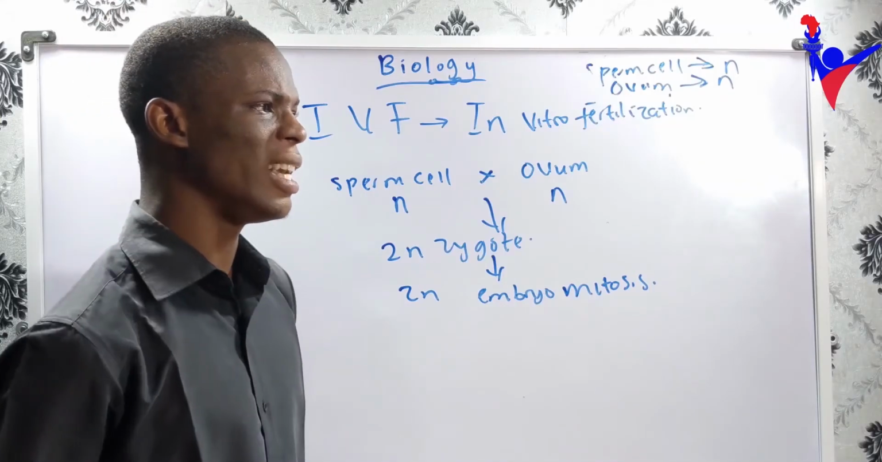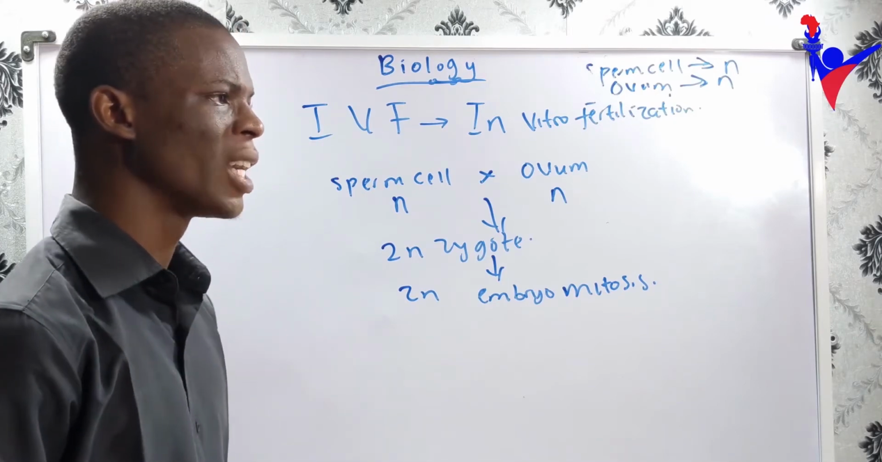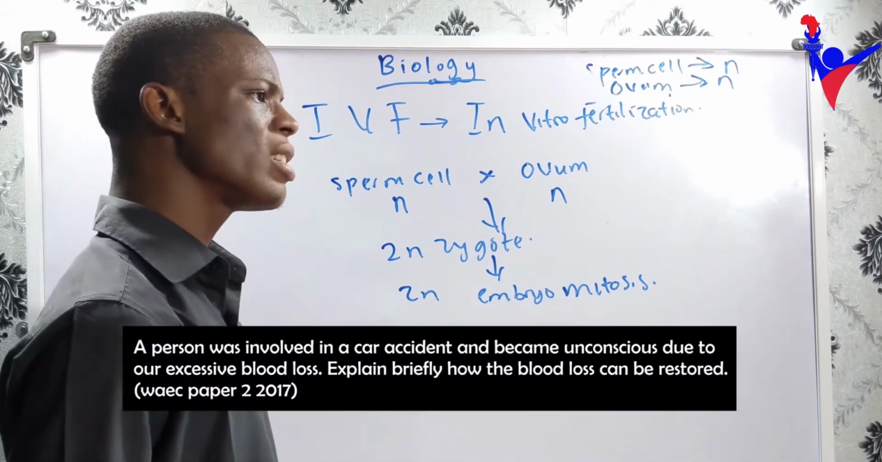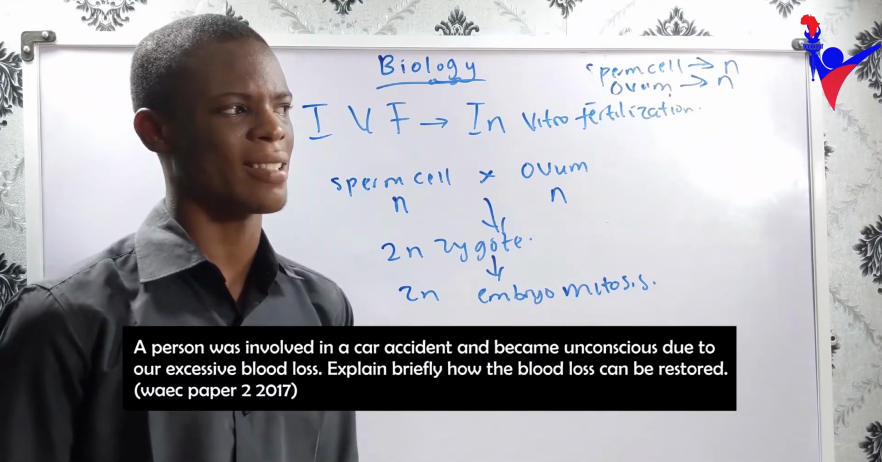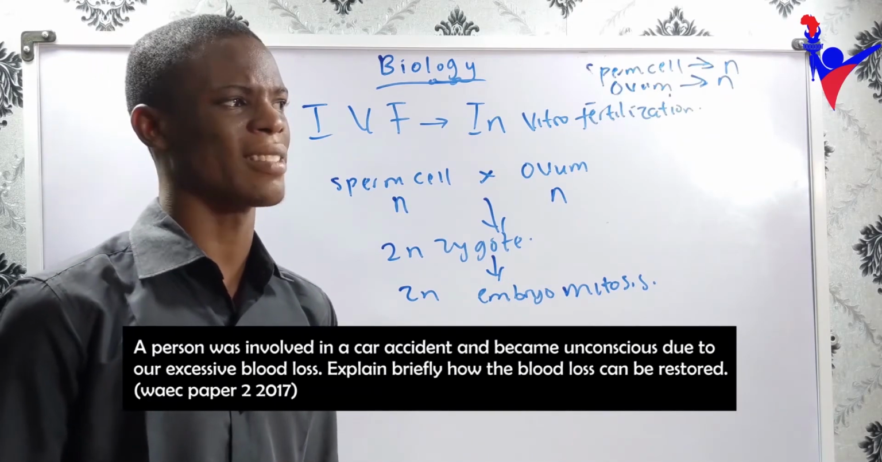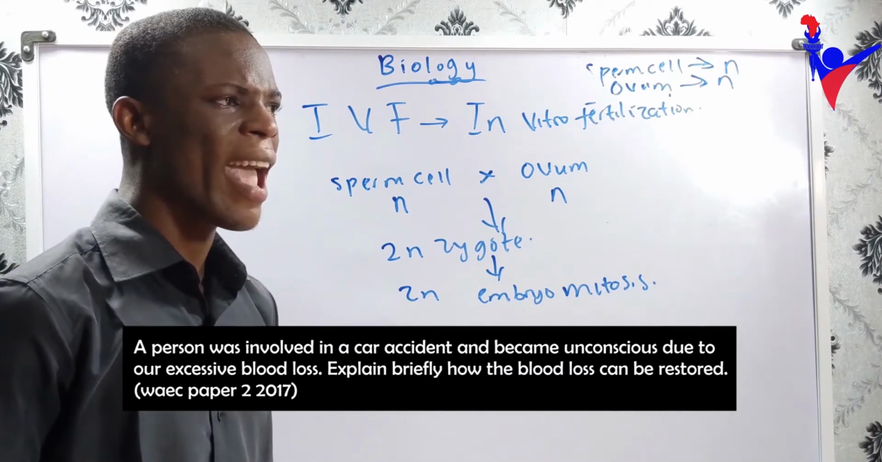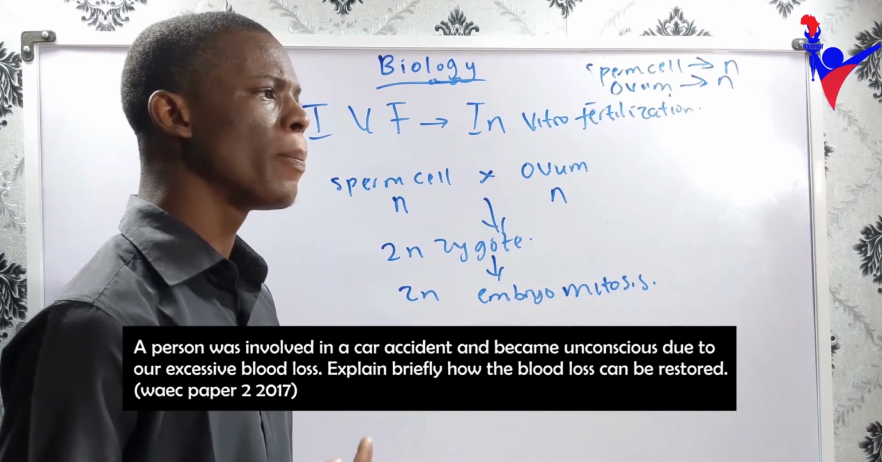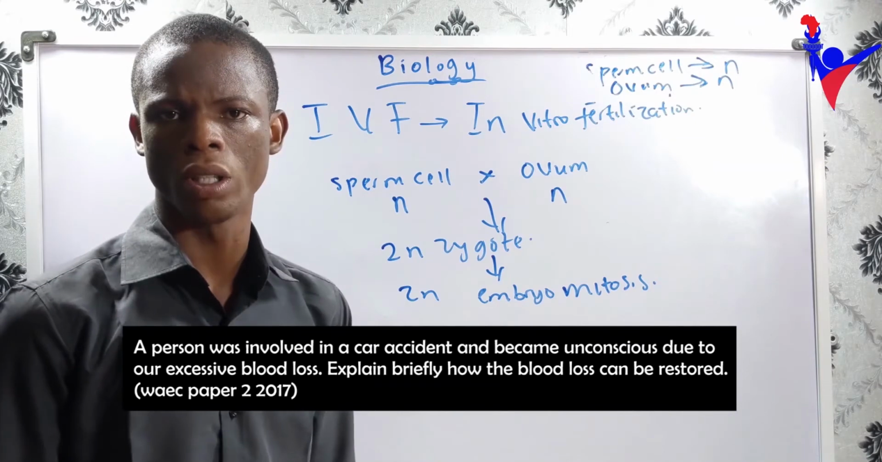The next question will be in the form of a theoretical question. We are asked: a person was involved in a car accident and became unconscious due to excessive blood loss. Explain briefly how the blood loss can be restored.